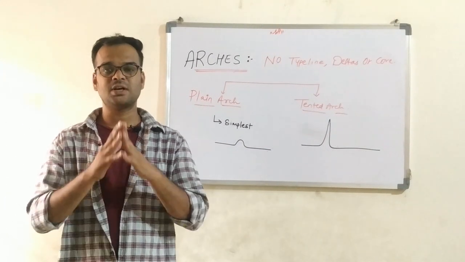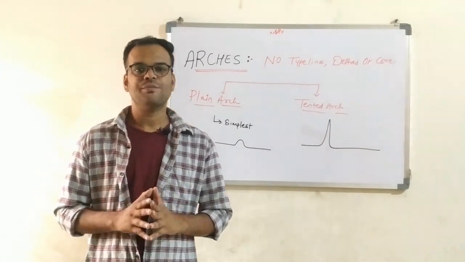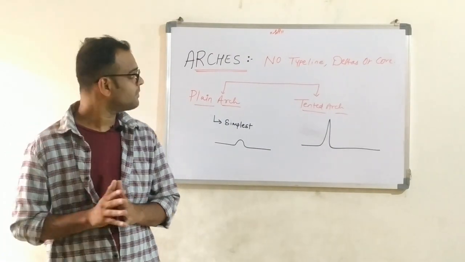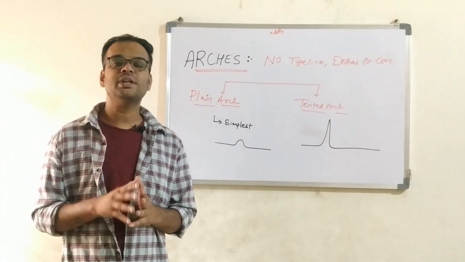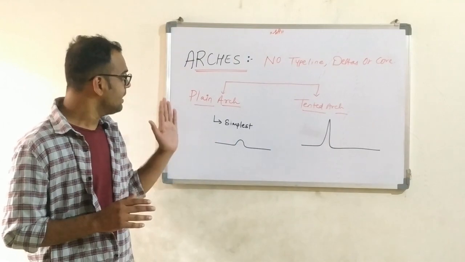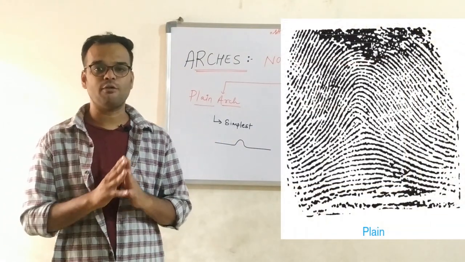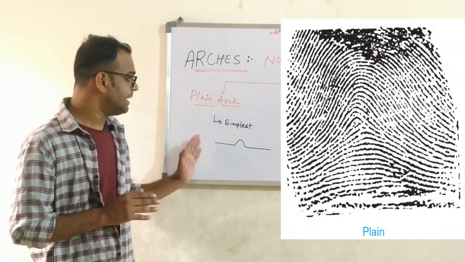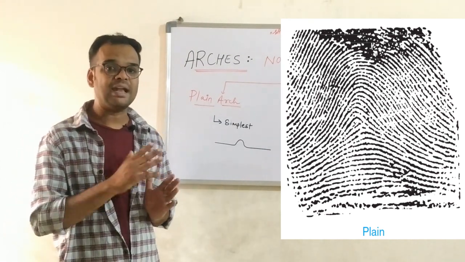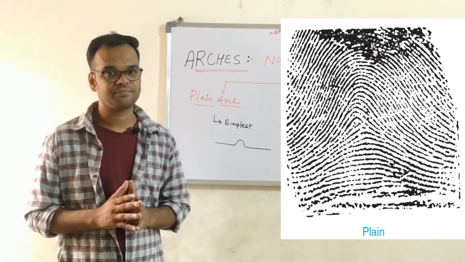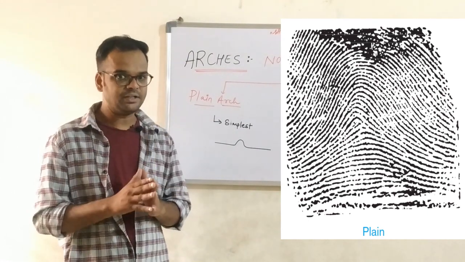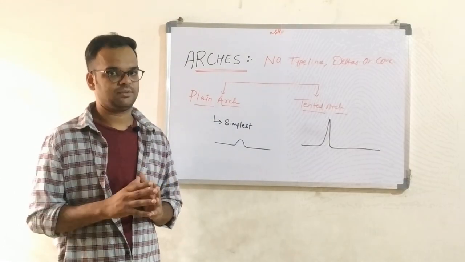Now coming towards the third and last pattern of the fingerprint, which is arches. The least common of all the 3 general patterns, which is subdivided into 2 distinct groups. First one is plain arch and second one is tented arch. The plain arch is the simplest form of all the fingerprints. It is formed by the ridges entering from one side of the print and exiting from the opposite side of the print. Generally, these ridges tend to rise in the center of the pattern, forming a wave-like structure.